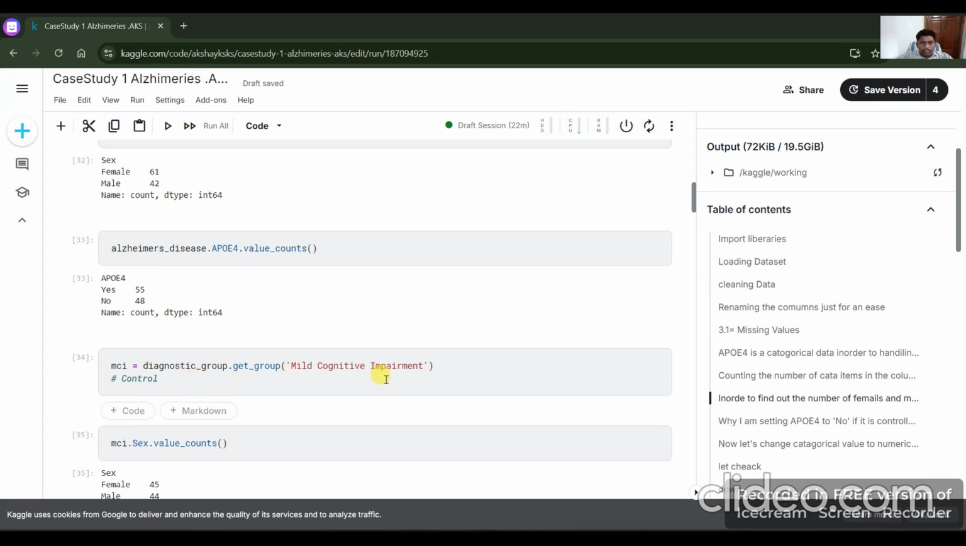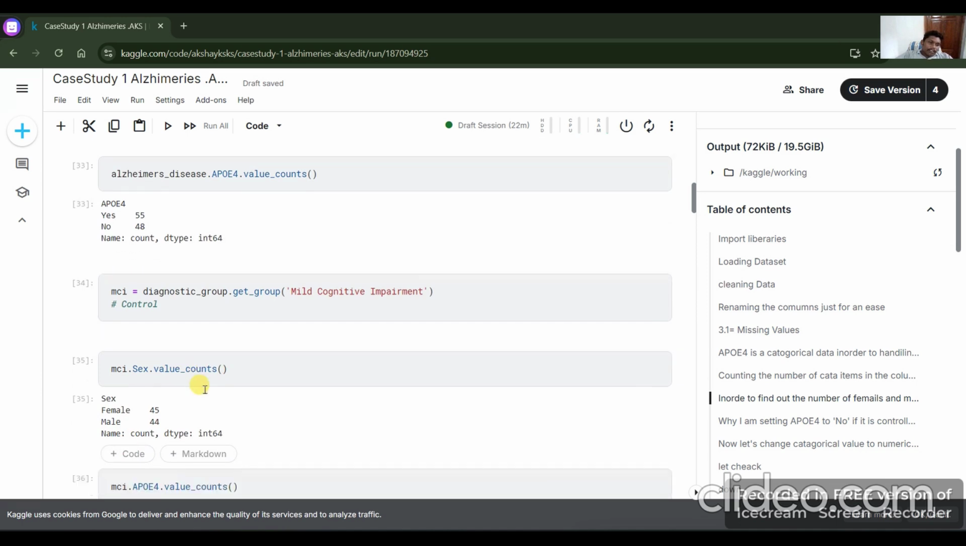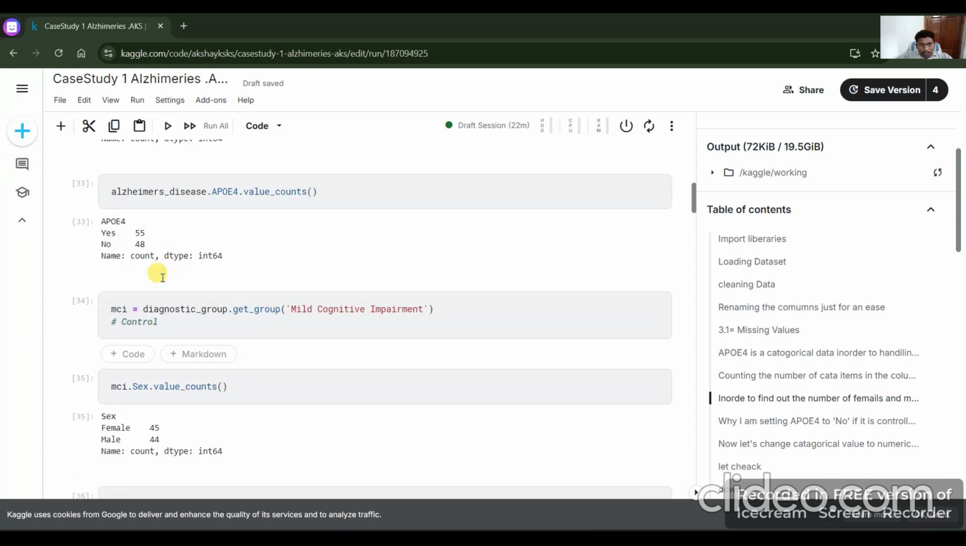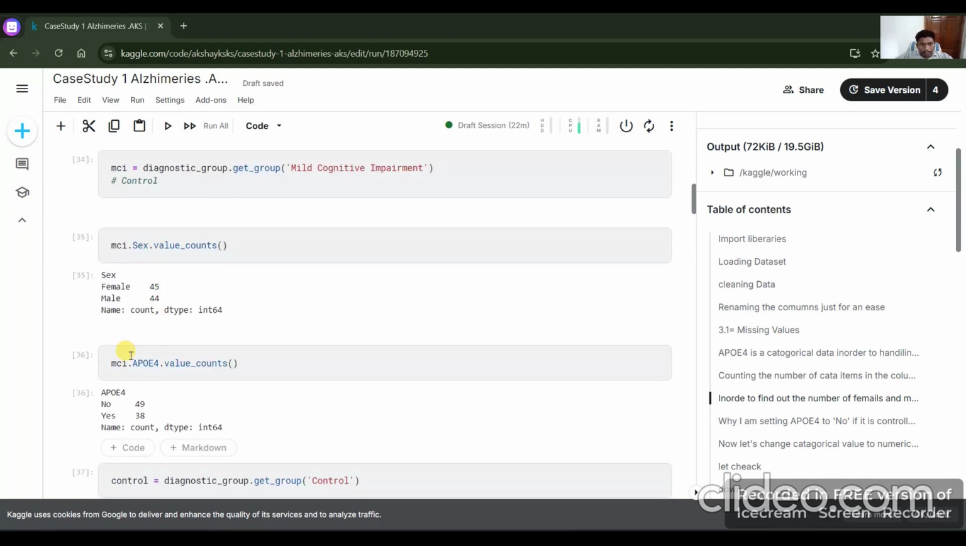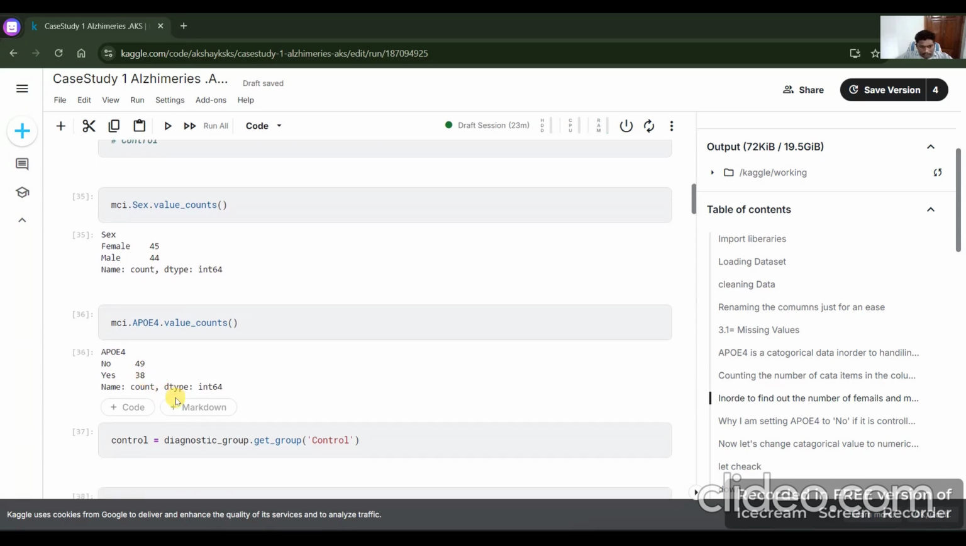And MCI: diagnostic group mild cognitive impairment. Then MCI dot sex dot value count: female is 45 in the MCI group, male is 44 in the MCI group. All one by one we can find in this dataset. MCI APOE4 counts are 49 no and 38 yes.